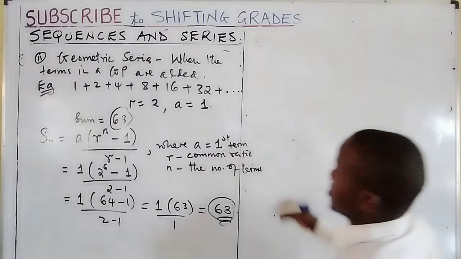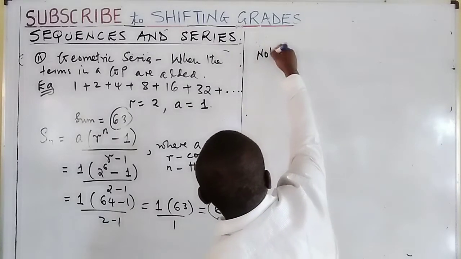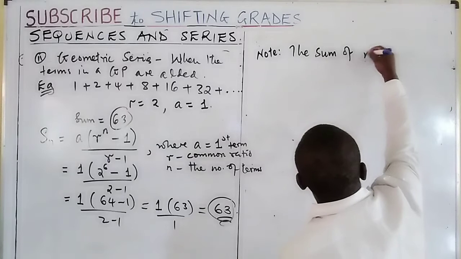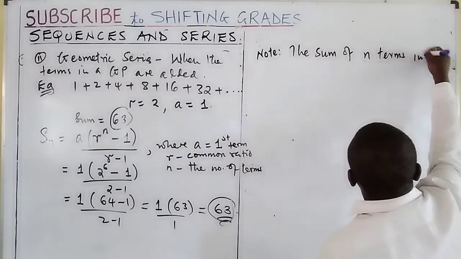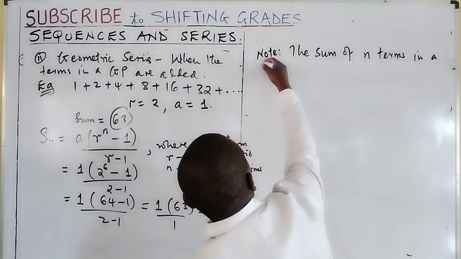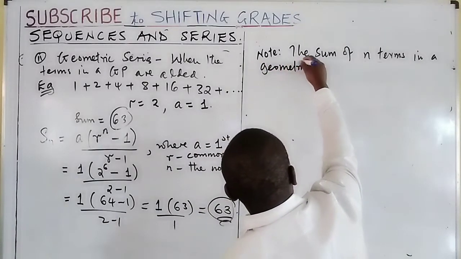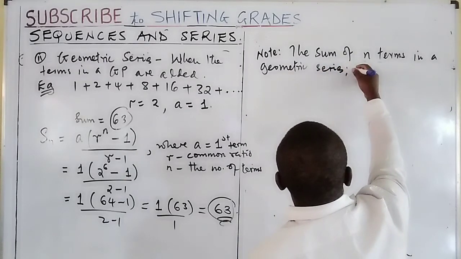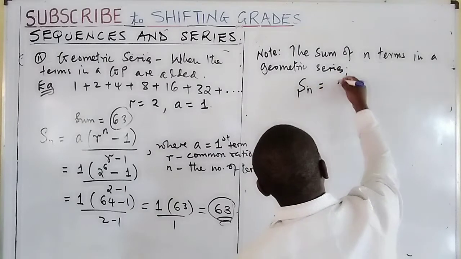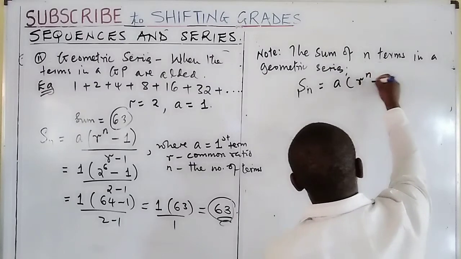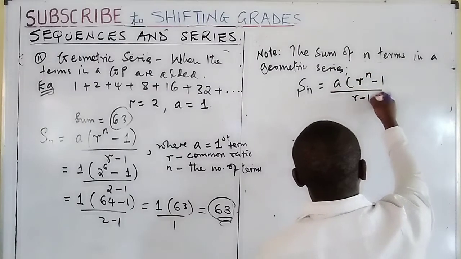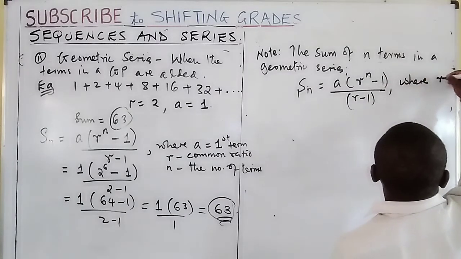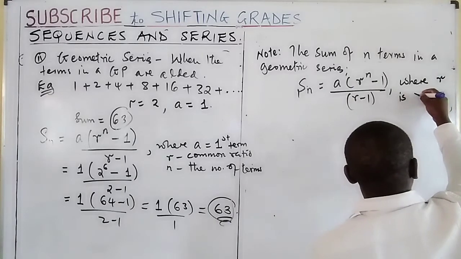This makes us conclude that the sum of n terms in a geometric series, Sn, is given by a(r^n - 1)/(r - 1). This is when the common ratio r is greater than 1.